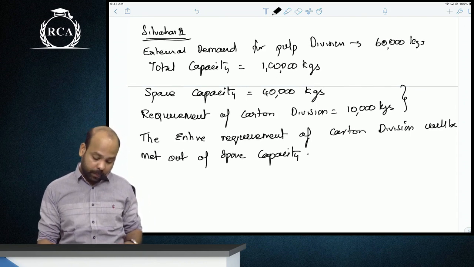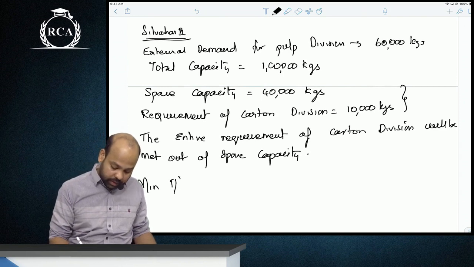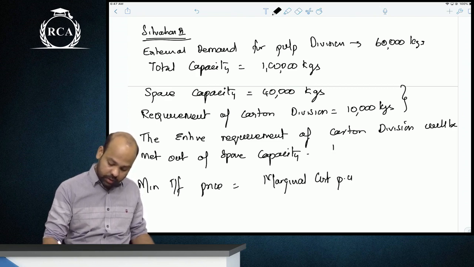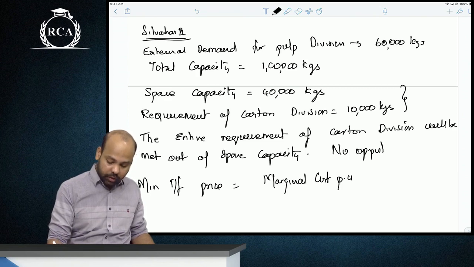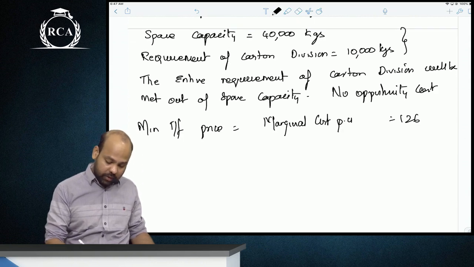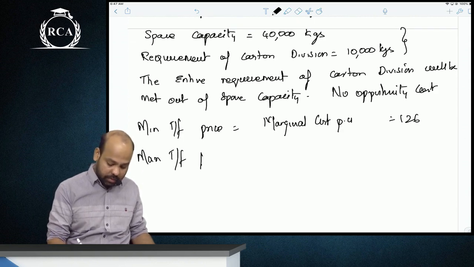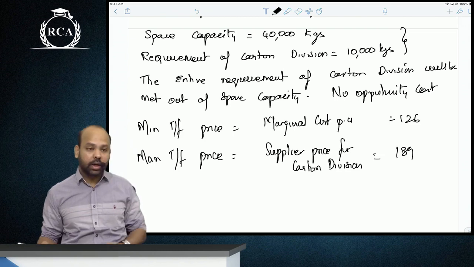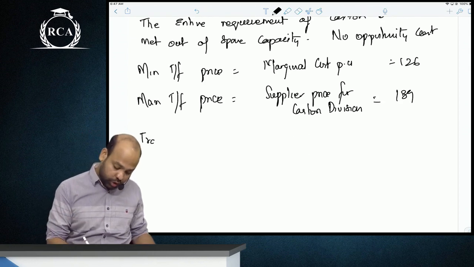Perfect, sir. So guys, your minimum transfer price will only be your marginal cost per unit, that is additional outlay per unit, beta. There is no opportunity cost. Please understand, guys. So that is 126. Maximum transfer price would remain the same, the supplier price for carton division, and that is 189. So yes, beta, transfers should take place.